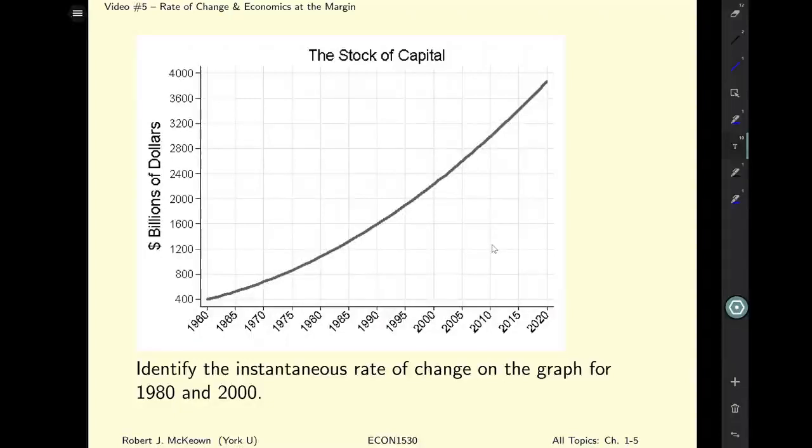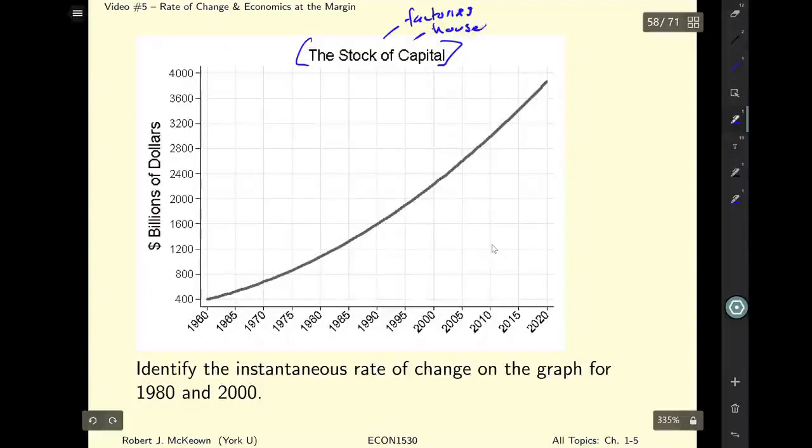We're very interested in how things evolve and change over time. So let's take a look at the capital stock of a fictional country. Capital stock, so that's like factories, houses, apartments, all kinds of physical capital, apartment buildings, condominiums, all those good things, computers, all that kind of stuff.